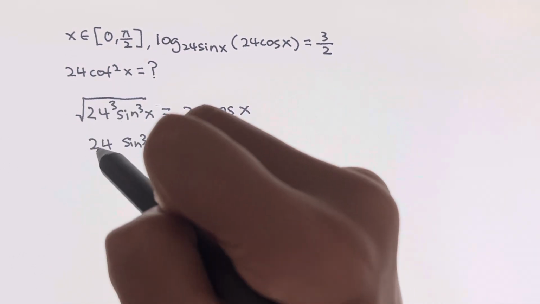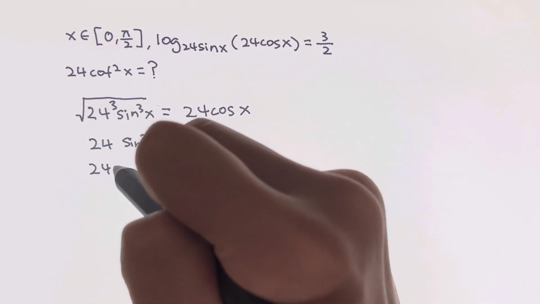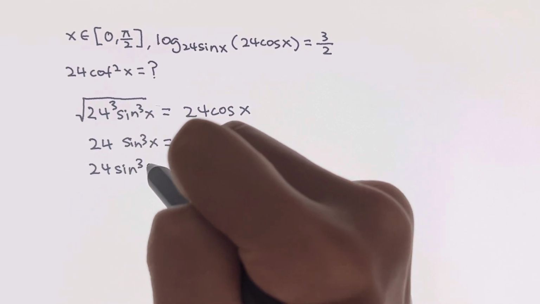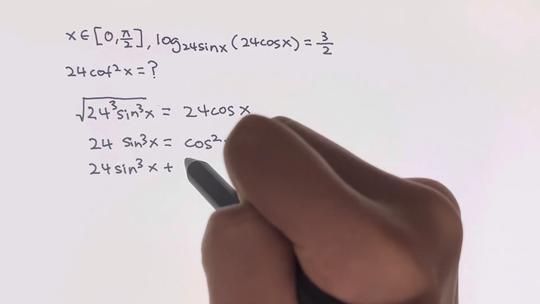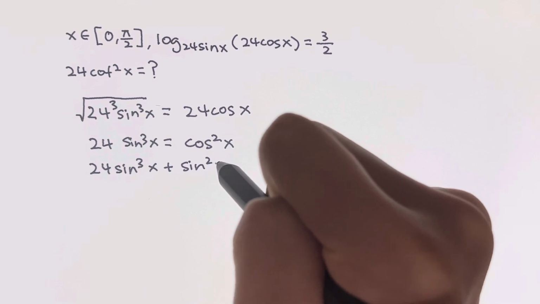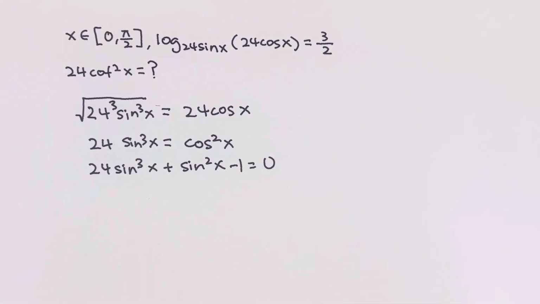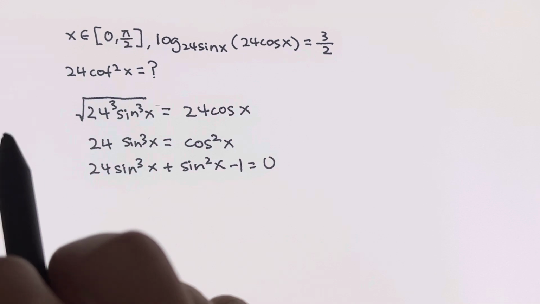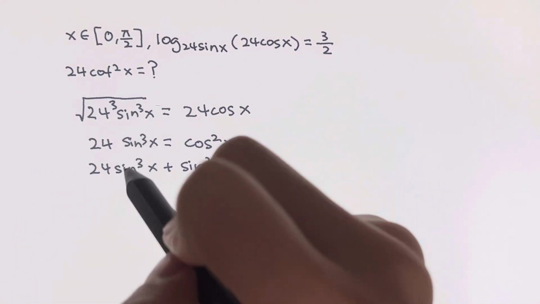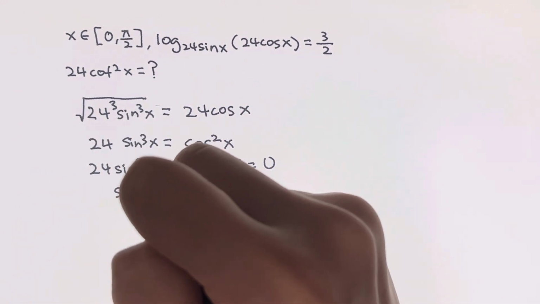And then simplifying will give us 24 sine cubed of x plus sine squared of x minus 1 equals 0. And now testing the values using the rational root theorem on this gives that sine of x equals 1/3 as a root. So now we have two ways to finish this problem, given that sine of x equals 1/3.